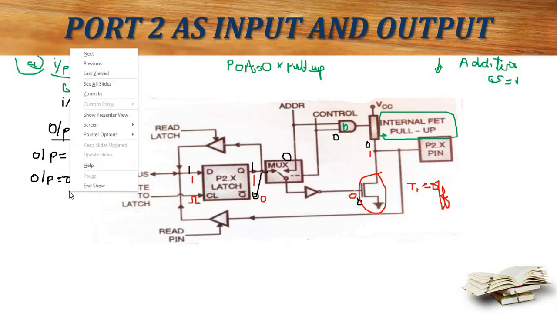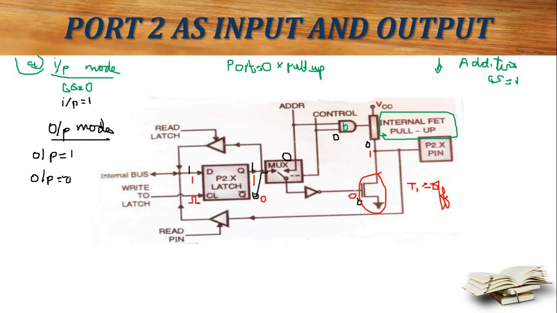Next, I am going to check the condition where the output is 0. If I am giving a 0 to the D latch, this Q will also get the same input once the clock is enabled. So that is 0, then Q bar will be 1. So from the MUX, the output is given as 1, and that is given to the transistor. But this FET is connected to this 0 potential, so it will make the transistor off.